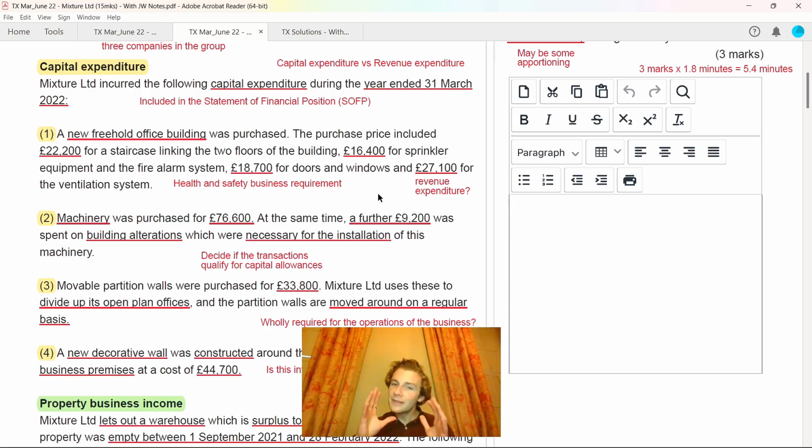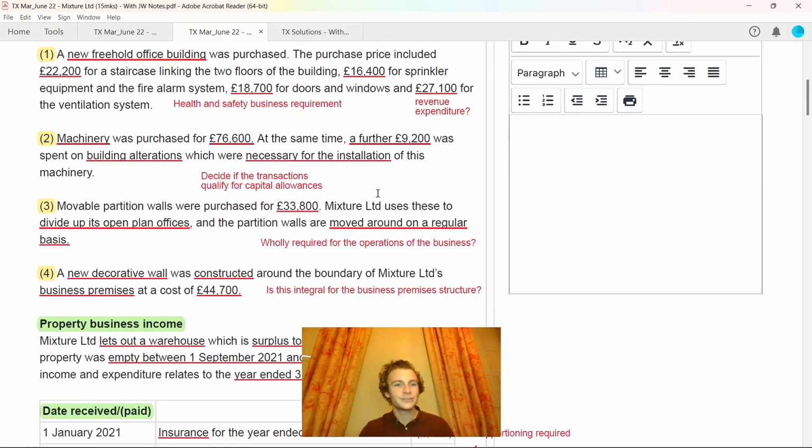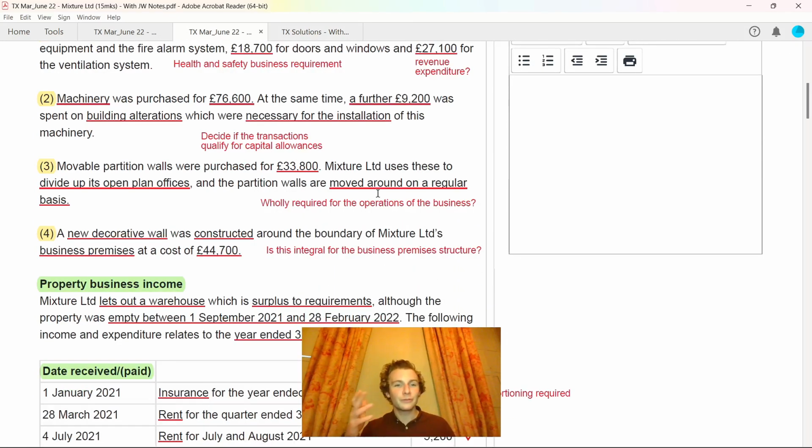So you've got to be thinking on your toes now, picturing yourself in this business scenario, and really consider in detail what those expenses are going to be referring to, and should they be capitalised? Are they for keeping that building up to a fit for purpose standard? Or in this case, I've put down notes such as health and safety. Does that refer to revenue expenditure as well? These are the questions you should be asking yourself as we go through it.